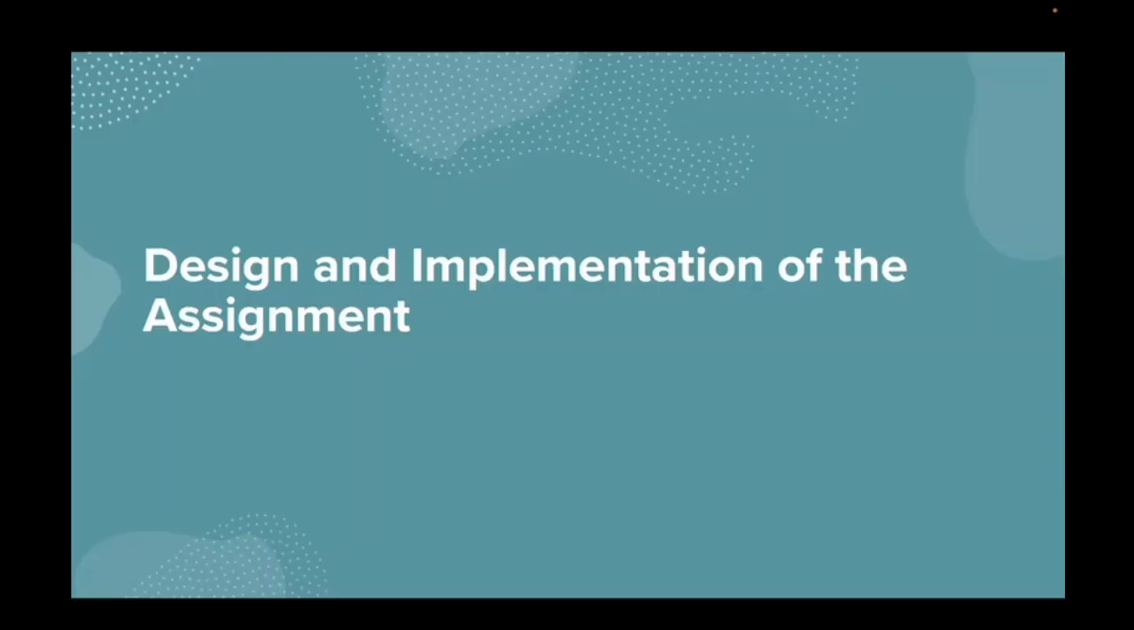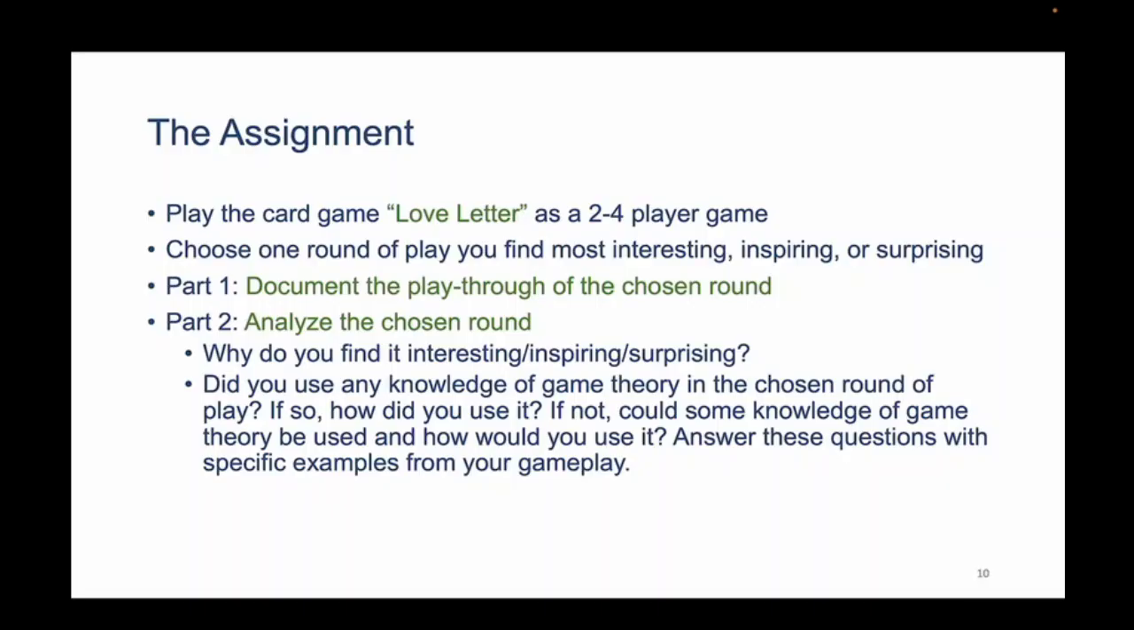Now I will briefly explain the group project. These are the basic instructions. Students should form a group to play the game multiple times. They should choose one round of play they found most interesting, inspiring, or surprising. The assignment has two parts. In part 1, students record the playthrough of the chosen round. In part 2, students explain how knowledge of game theory is used or could be used in their selected round, using specific examples from their gameplay.